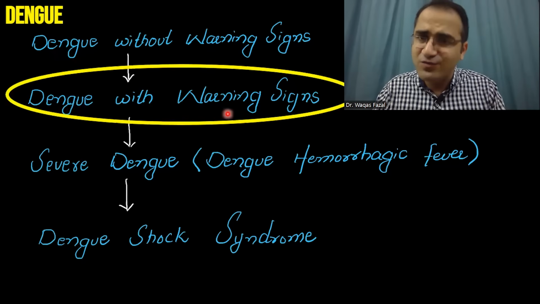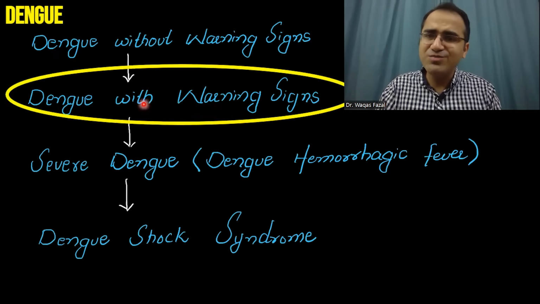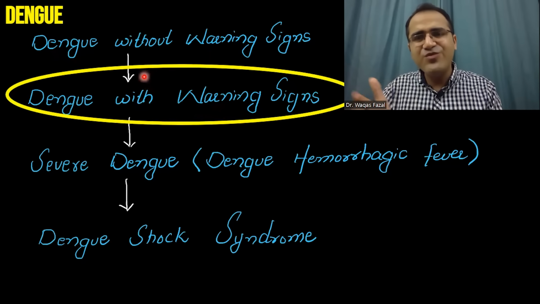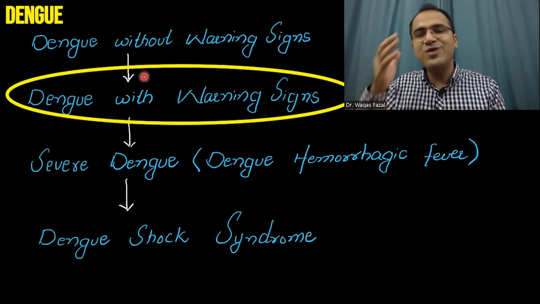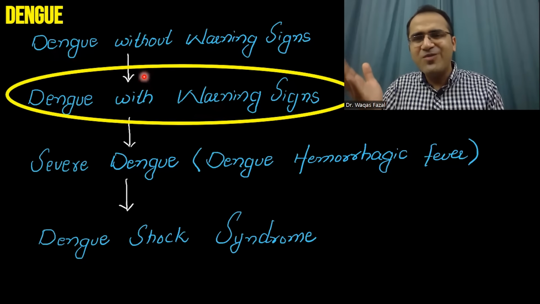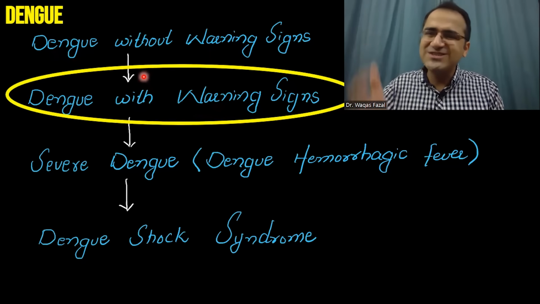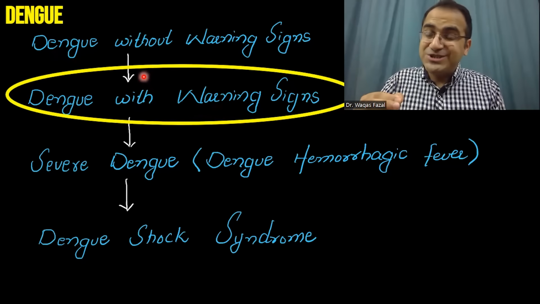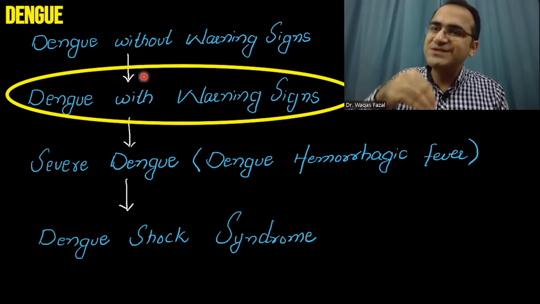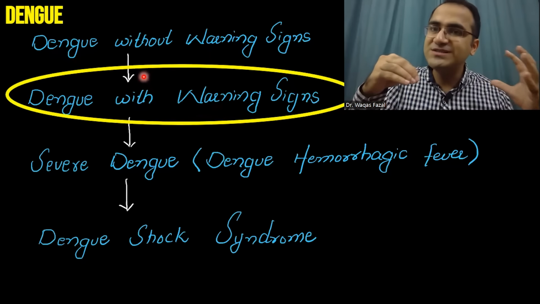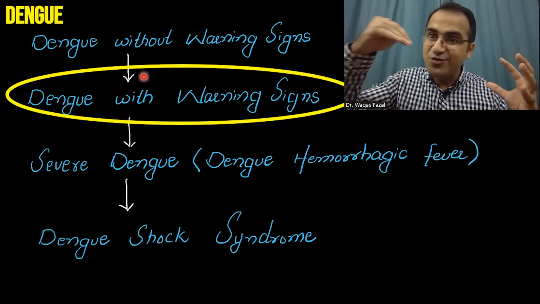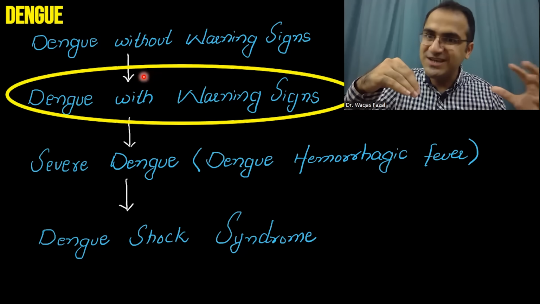Now coming to dengue with warning signs. The majority of patients develop dengue without warning signs. They develop fever, retroorbital pain, headache, myalgias. But after 4 to 7 days, their fever subsides and they are totally okay. But some patients, as soon as their fever subsides, develop warning signs. What are those warning signs? We are going to discuss that. But when the fever subsides, they develop warning signs.